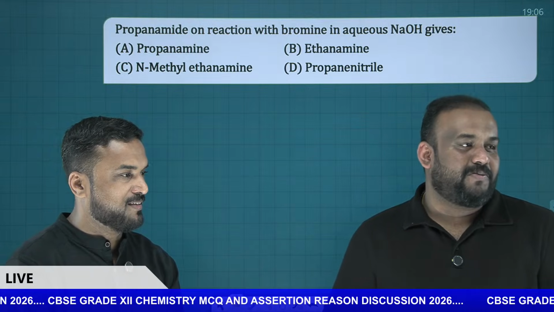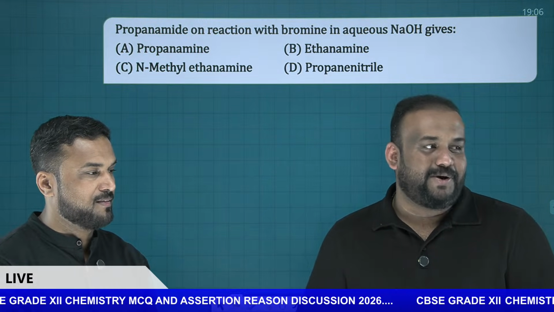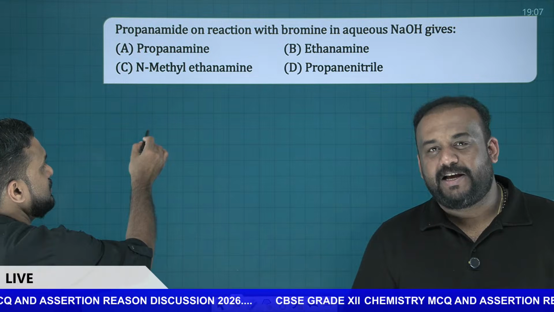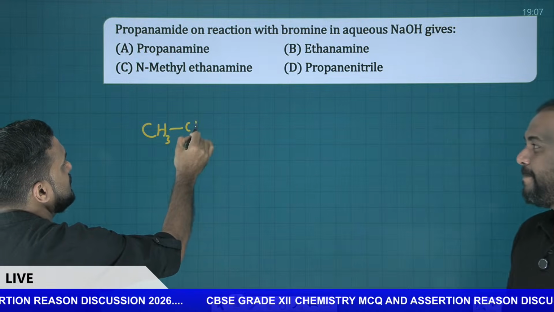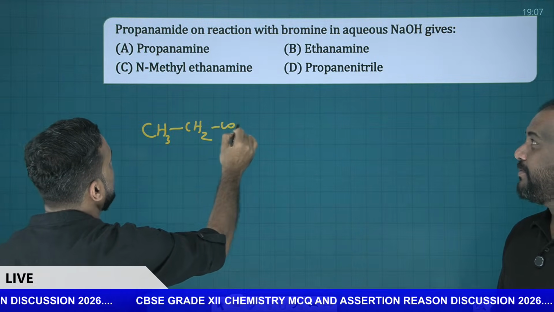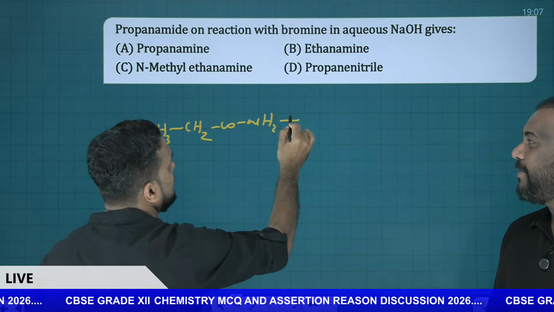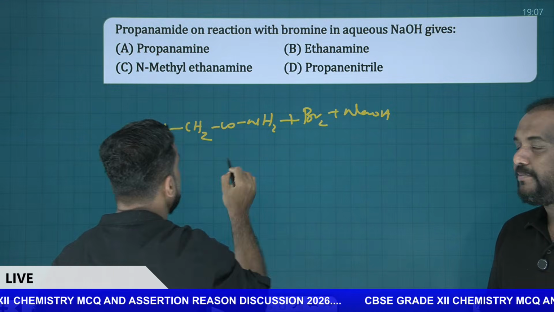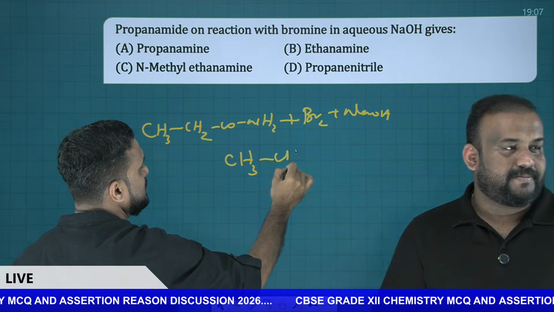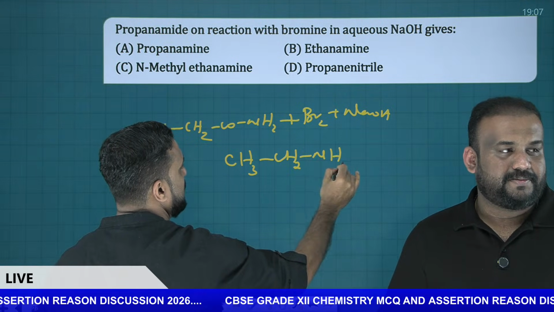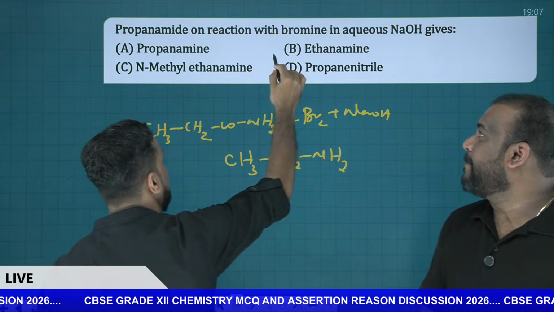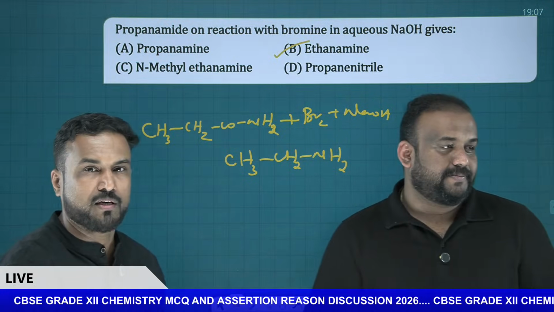So this is the Hofmann bromamide reaction. CH3CH2CONH2 will become CH3CH2NH2. That is the reaction. CH3CH2CONH2, propanamide, when it reacts with Br2 and NaOH, you know the CO will be removed. So you'll be getting CH3CH2NH2, which is ethanamine. So it is the correct answer, option B, ethanamine. Hope you all got the same answer.